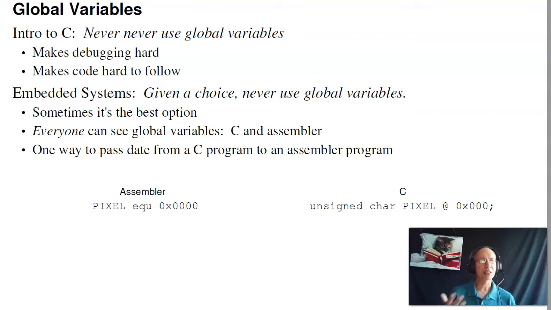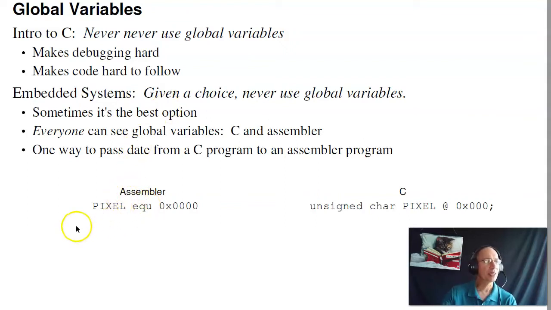I want to pass data between C and assembly. Everybody can see a global variable. So likewise, the assembly routine can see it, the C routine can see it. That's one way to pass data, using global variables. So we're actually going to break the rule that you learned back in 173, Introduction to C, and start using global variables. The compiler directives to do that.